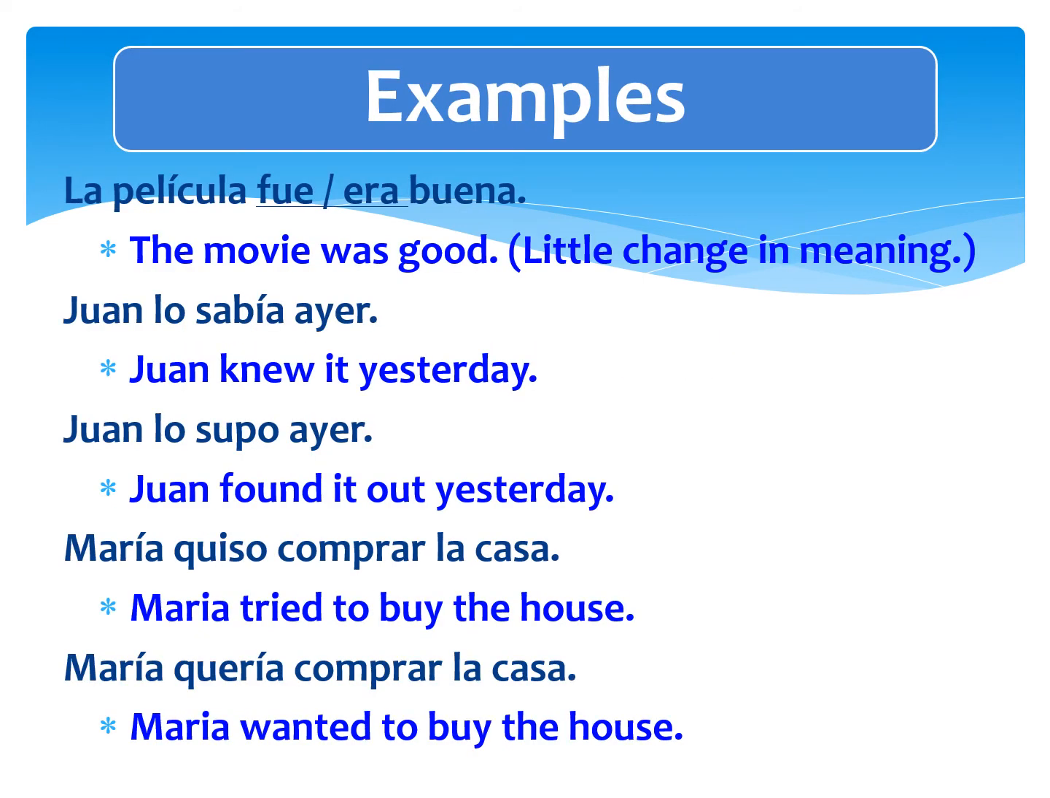Here are some examples where I can use the same verb in either the preterite or the imperfect, but it can change the meaning while still being grammatically correct. La película fue buena. La película era buena. The movie was good. With fue, I'm more saying that at the end of the movie it was good. Era, maybe during the movie it was good. A little change in meaning.